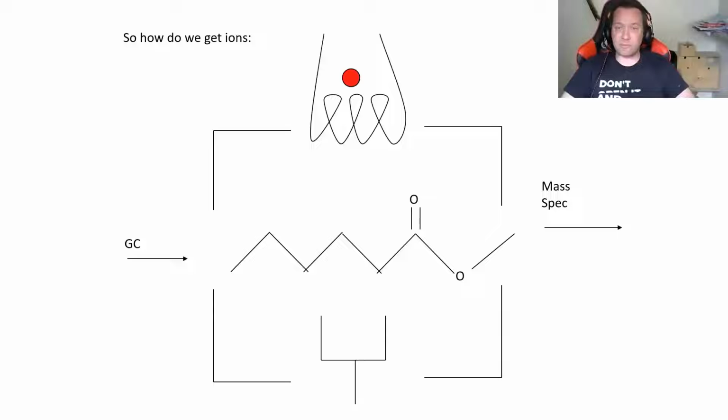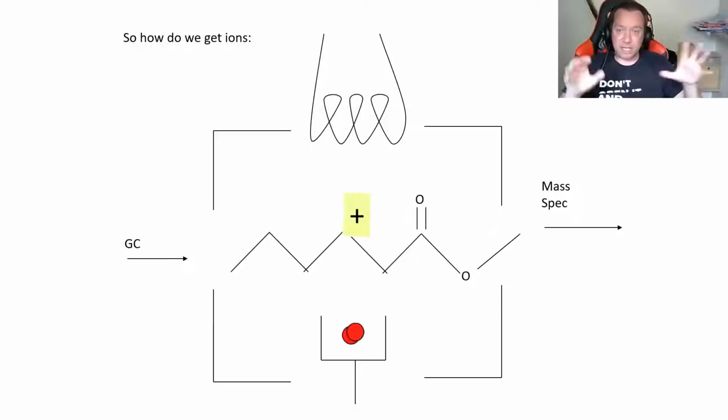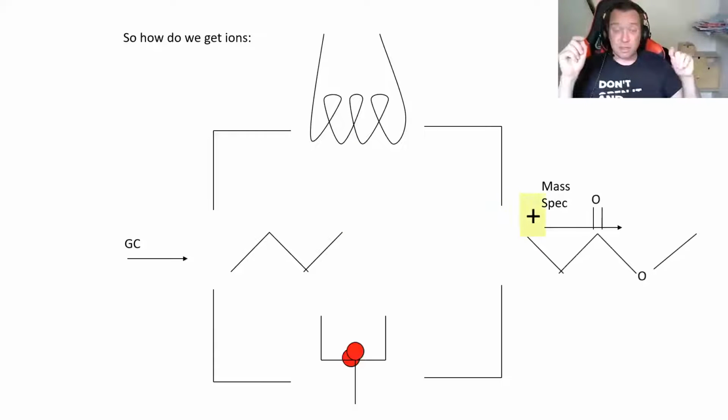Our tungsten filament fires out electrons, and it does two things. The first is it breaks our molecule into fragments, and that pattern of fragments is a fingerprint because molecules will always break the same way. If you have the same energy for the ionization, they will always break the same way and form a fingerprint that identifies the molecule. We'll come on to that in a second. And it also results in them becoming positively charged.